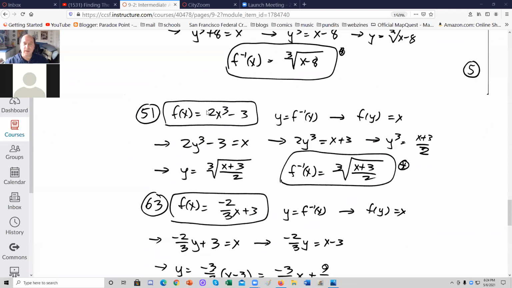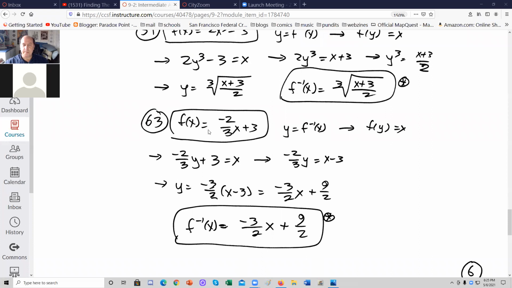Here we have f equals 2x cubed minus 3, to find the inverse. y equals f inverse x. f of y equals x means, plugging in a y here, we get 2y cubed minus 3 equals x. Solve for y. First add 3 to both sides. 2y cubed equals x plus 3. Then divide both sides by 2. y cubed equals x plus 3 over 2. Then take a cube root. y equals the cube root of x plus 3 over 2. And that is the inverse function. And again, it's opposite operations in opposite order. This function takes x, cubes it, doubles it, and subtracts 3. This function takes x, adds 3, halves it, and takes a cube root.